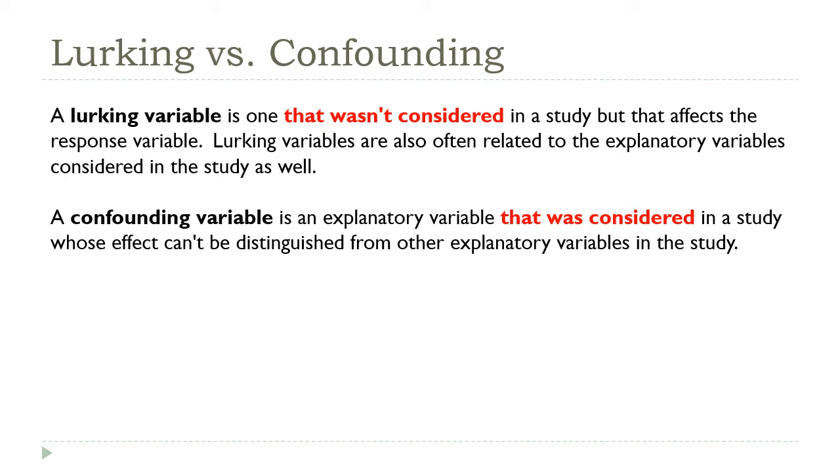So if you compare the two definitions, they are very similar. In each case, it's impossible to state conclusively what impact the observed explanatory variables have on the response variable, possibly because of other variables that we didn't consider, or possibly because the variables we did consider are just so entwined that we can't distinguish between them. The key difference that you should focus on when trying to distinguish between the two types is whether or not the variable was considered in the study. Lurking variables aren't considered, whereas confounding variables are.